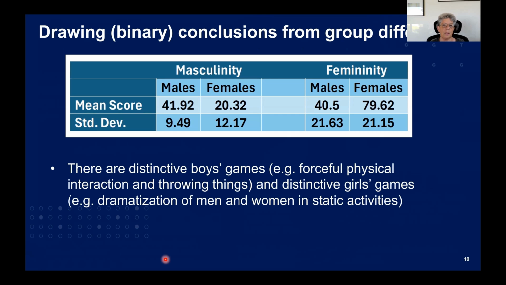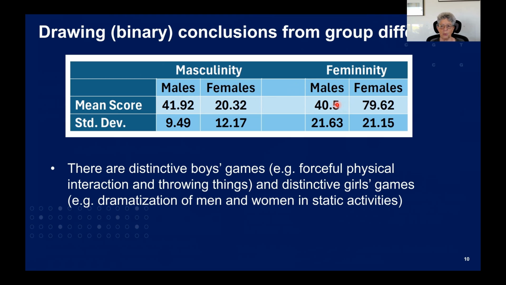If we draw binary conclusions from group differences, we see that the scale they set up has a masculinity scale in which males have a mean score about twice that of females, and a femininity scale in which males have about half the amount of females. So their conclusion, and think about the words they're using here, was that there are distinctive boys' games, that is one bin called boys' games, and distinctive girls' games, another bin called girls' games.